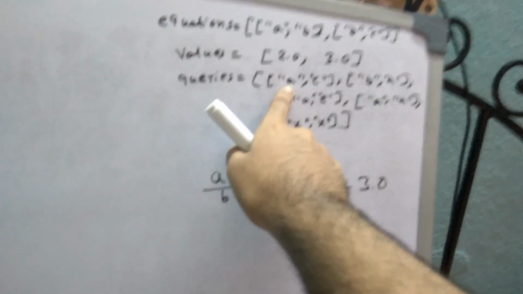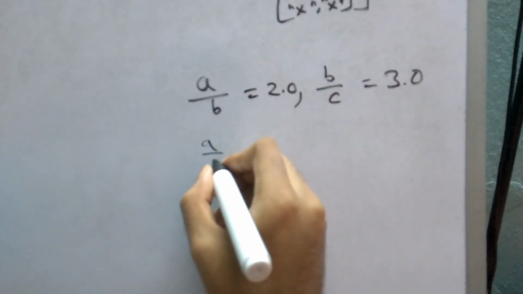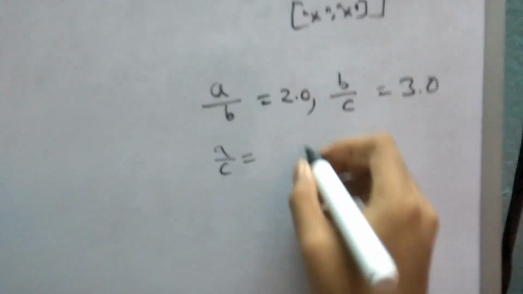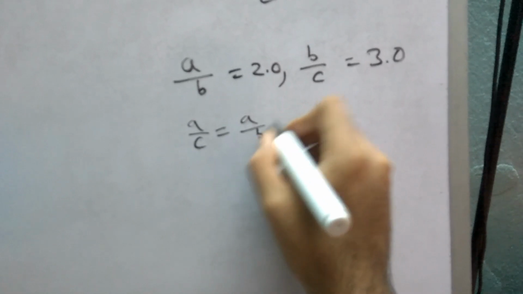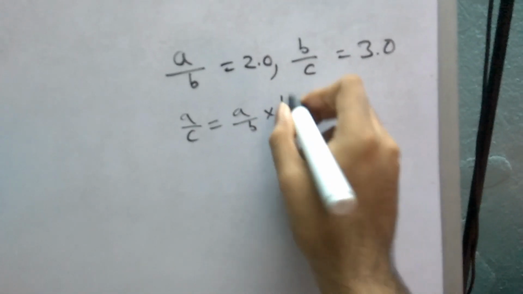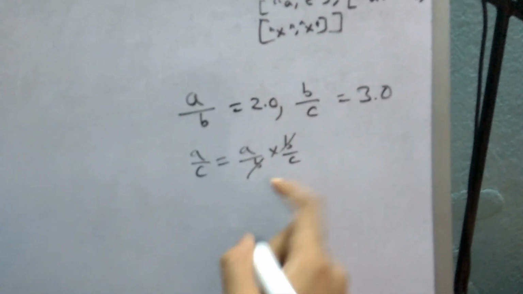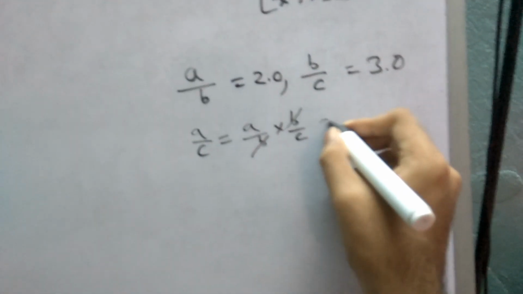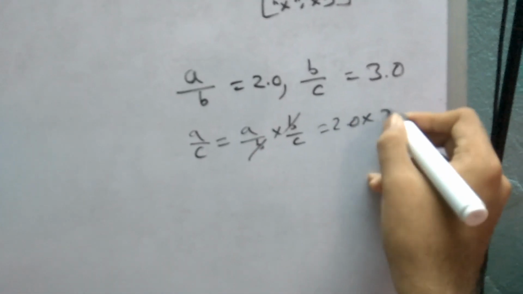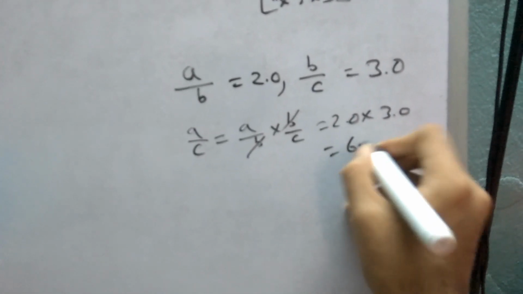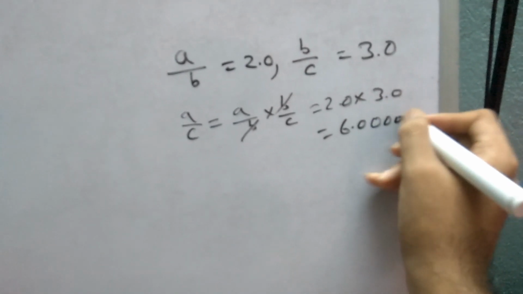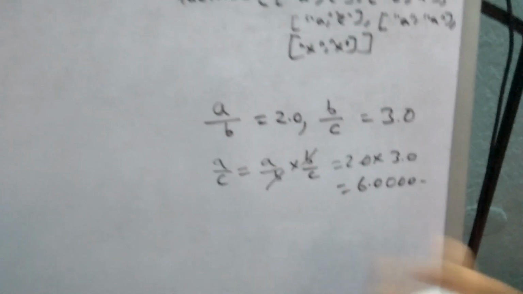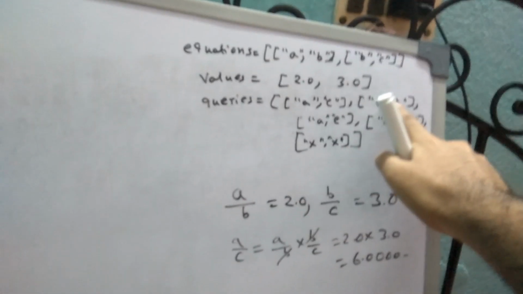So we now have to find out all these values from these two values. So first one is a by c or a comma c, which means we have to find out what a by c is. So we know from mathematics we can write a by c equals a by b into b by c. So b and b get cancelled out, we get a by c. So we know the value of a by b, right? So it is 2.0 into 3.0, so it will be 6.0, and in the answer it is written like 6.000, so it's basically 6.0.